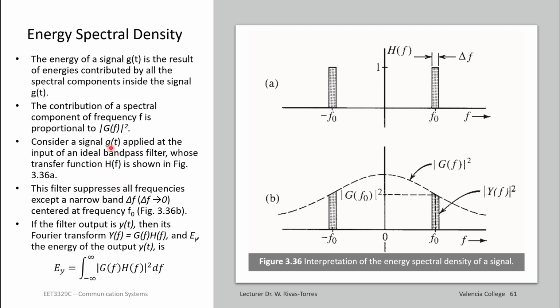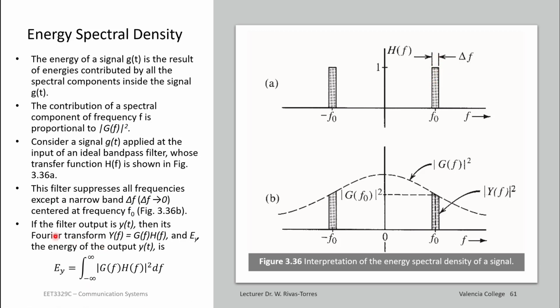Now consider that we apply g(t) to a bandpass filter, who we know has a transfer function H(f), kind of as shown here. Notice that a bandpass filter only occupies a certain delta f in the frequency domain. So it's like our square pulse, height of 1, and a certain width delta f. Remember, this will suppress all frequencies except those frequencies that are within our range delta f.